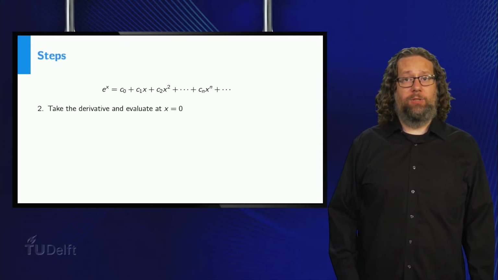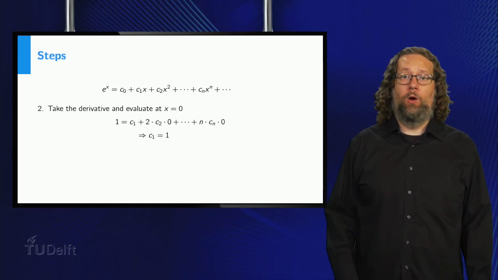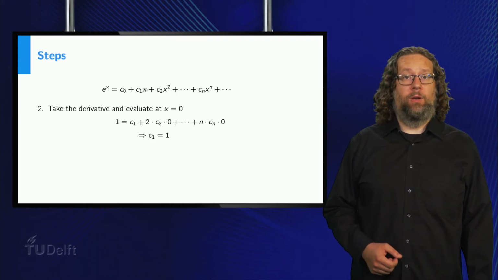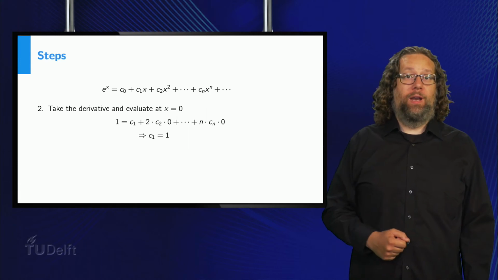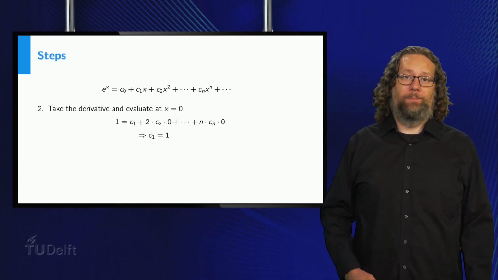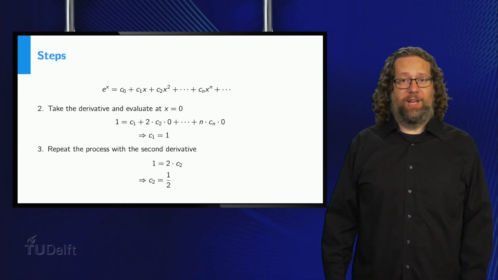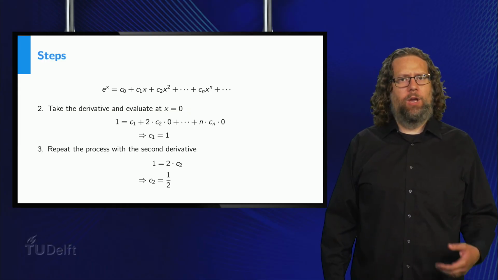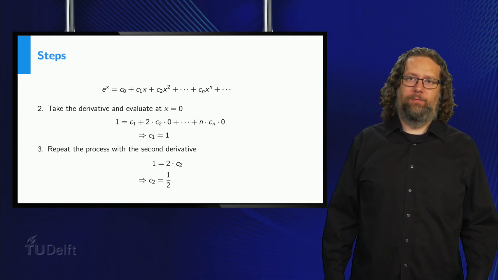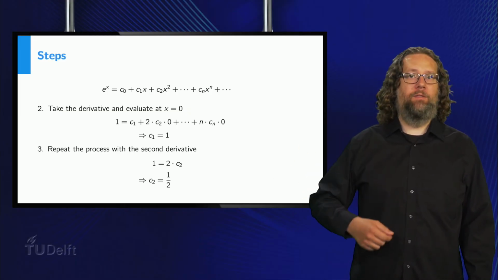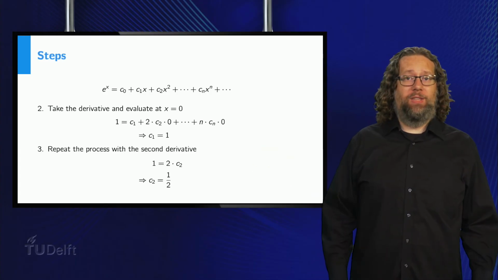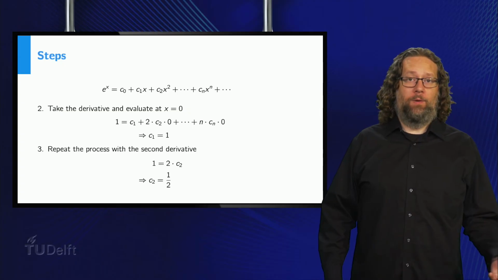Next, we take the derivative, and we evaluate at x equal to 0 again. We can see that we obtain that 1 is equal to c1 plus the sum of zeros, so c1 is also equal to 1. We repeat this process with the second derivative. In this case, we obtain that c2 is 1/2. By repeating this process with the third derivative, the fourth derivative, etc., we obtain the corresponding values for the coefficients c3, c4, and so on.